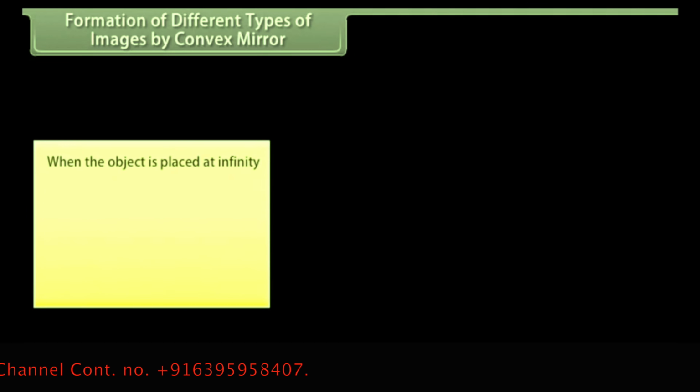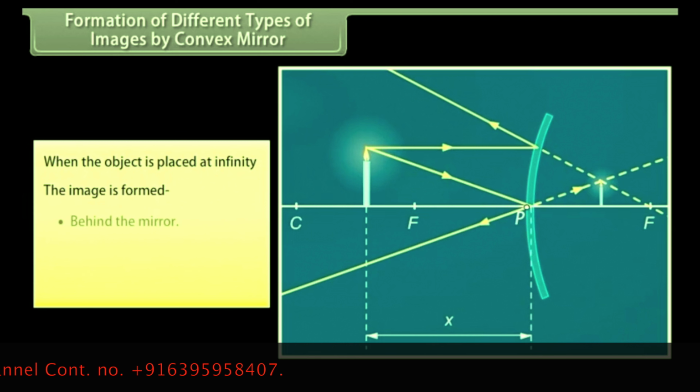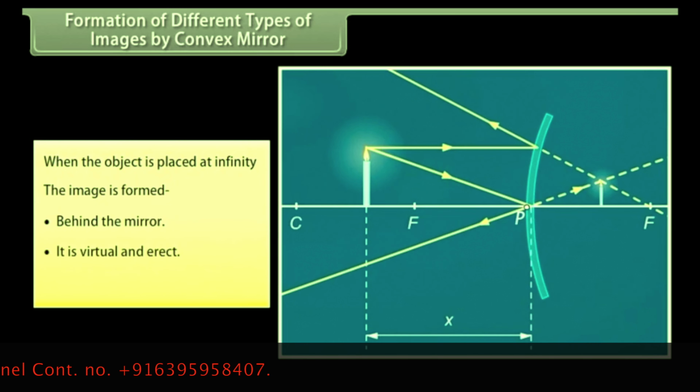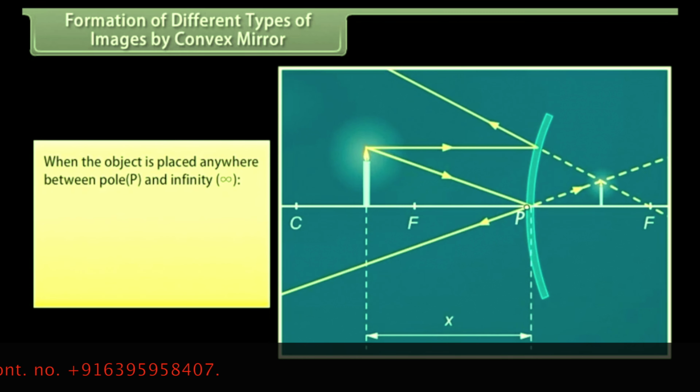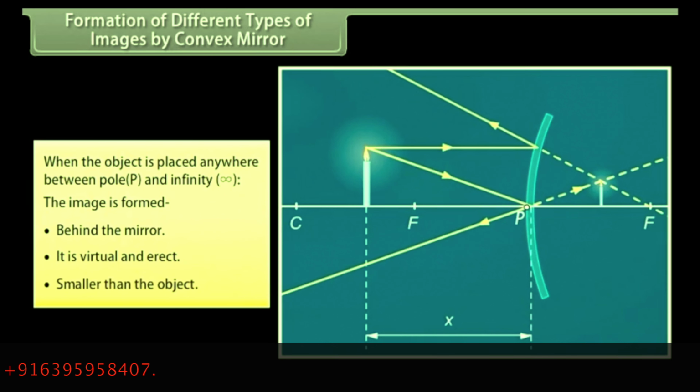Formation of different types of images by convex mirror. When object is at infinity, image is formed behind the mirror. It is virtual and erect, smaller than the object. When object is placed anywhere between pole P and infinity, image is formed behind the mirror. It is virtual and erect, smaller than the object.